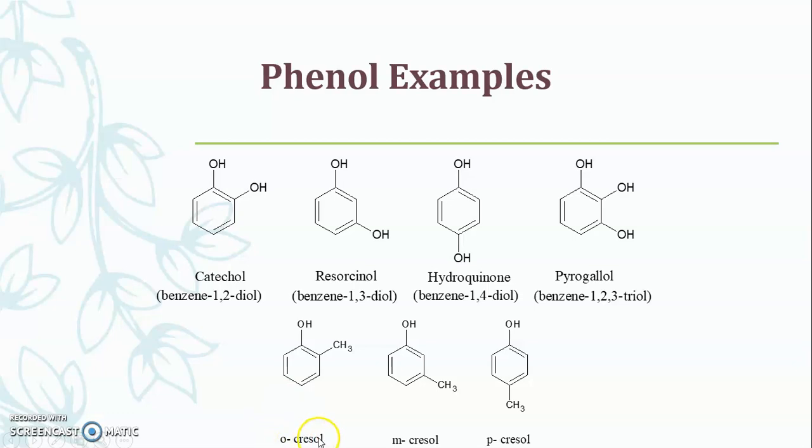So here this methyl group, as it is present at the ortho position, this structure is known as the ortho-cresol. If it is present at the meta position, it is known as the meta-cresol. And if this methyl group is present at the para position, it is known as the para-cresol. So hydroxyl group along with the methyl group is known as the cresol, and depending upon the position of the methyl group, different cresols are named.